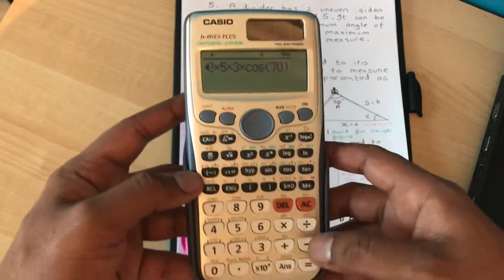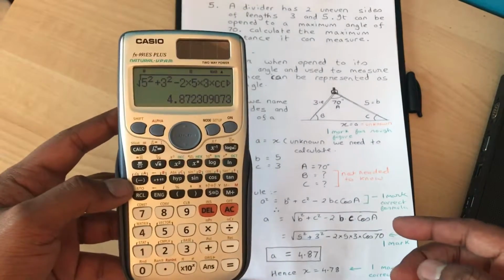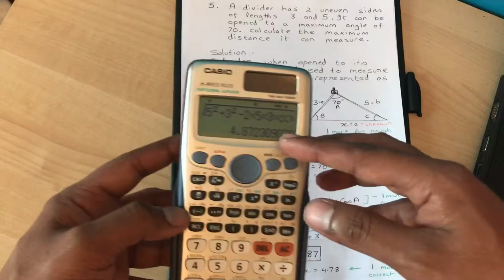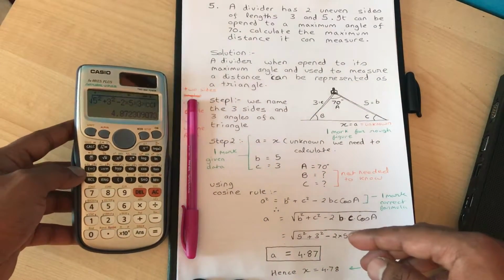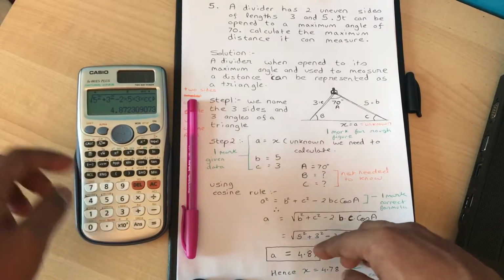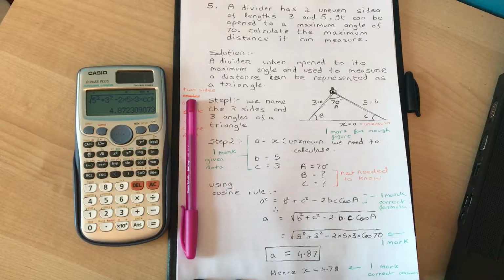And then when you're happy, press equal to, and you have your answer here, 4.87. Now it's a massive decimal number, but I will only write my number to 2 decimal places because that is more than enough. Right, now for the marking scheme.